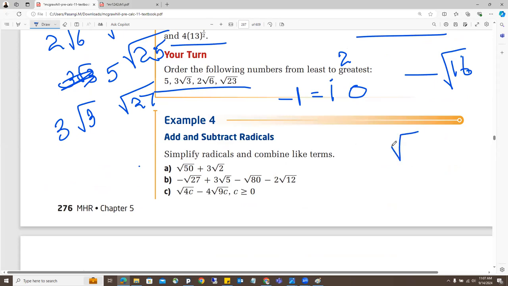So if they have square root 50, that actually means 25 times 2. That means the positive value, 5 square root 2. We are considering only the positive value, not the negative value.